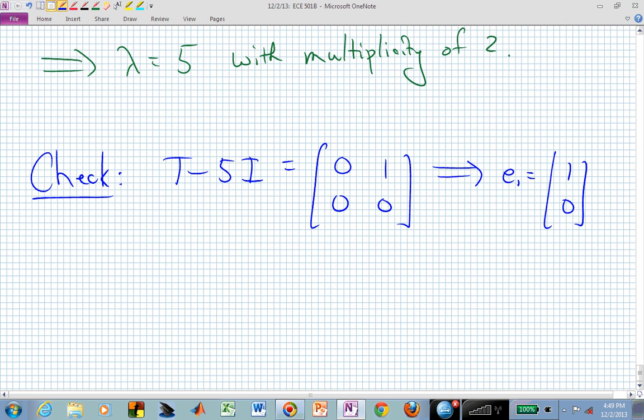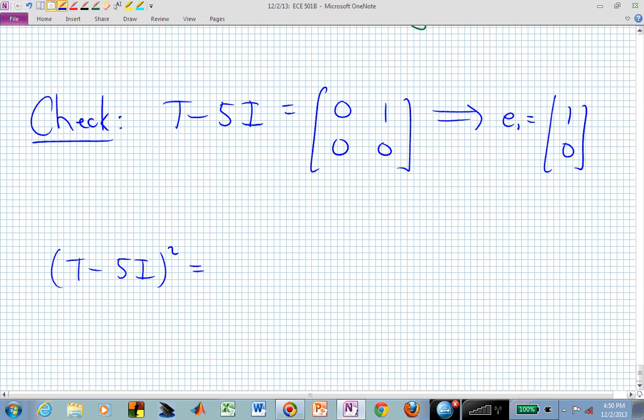That means we need to start building up generalized eigenvectors. Now if we look at T minus 5I squared, if I take that 0, 1, 0, 0 and multiply it together, the first row needs to be a copy of the second row, and the second row is just 0, 0. The second row is 0 times everything, and so I get the null matrix when I look at T minus 5I squared.